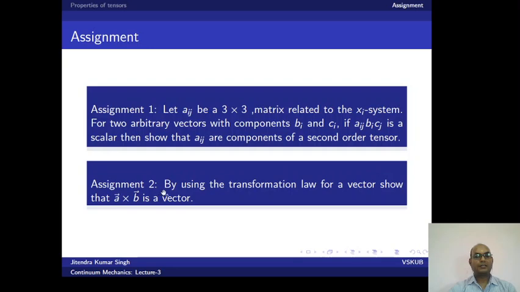And the second assignment: by using the transformation law for a vector, we have to show that a cross b, the cross product of two vectors, is again a vector. So you use the transformation law and you try to do it.